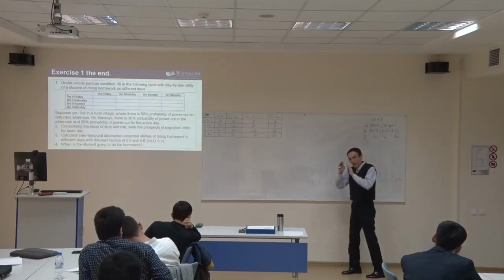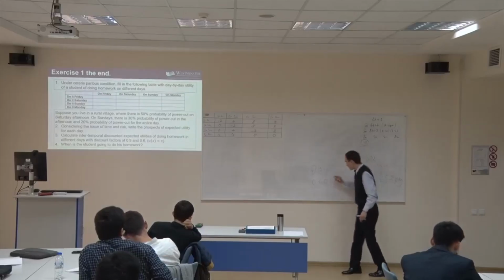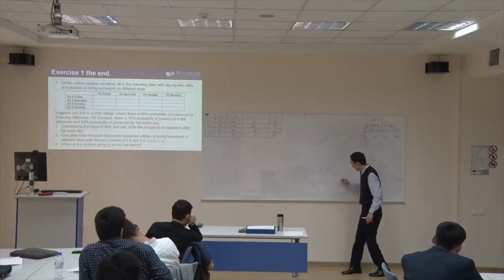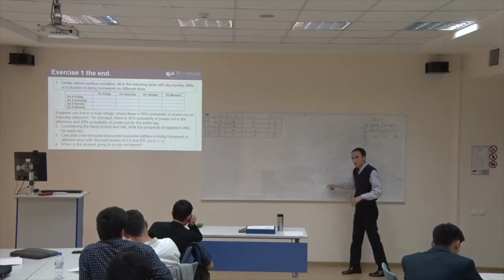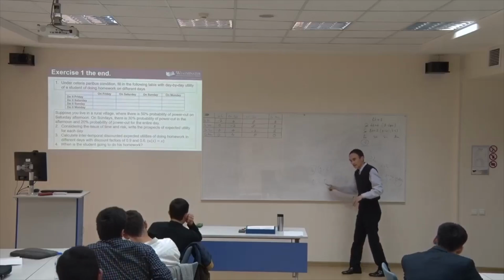Okay, now if the power is gone, the utility I get is 0. And I'm saying that there is another 50% probability that there will be electricity. In that case, I can get utility of 4. Okay? So this is in the case of Saturday.